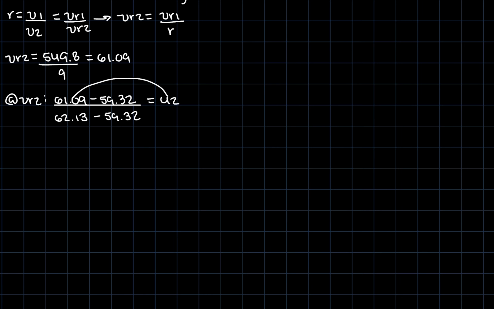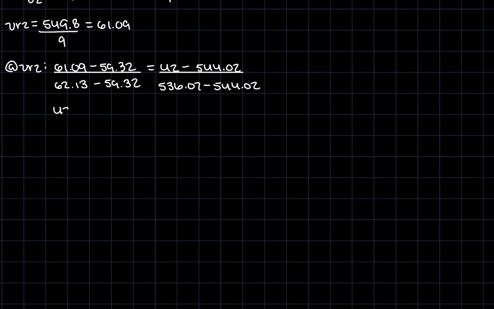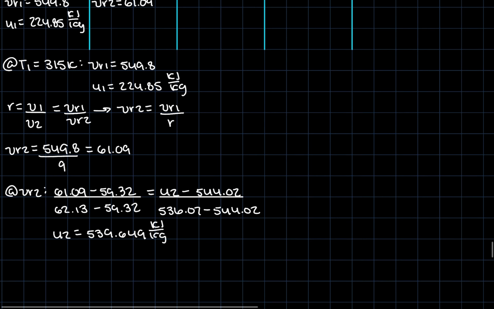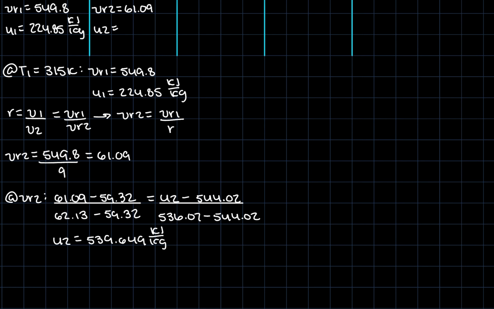So U2 we're trying to find for 61.09. I'm going to subtract 544.02, which is the corresponding U value to our 59.32 VR value, all divided by 536.07, which is the U value for this corresponding VR value, minus 544.02. So then we can solve for U2 to be 539.649 kilojoules per kilogram. Again, just adding that up here to my table.